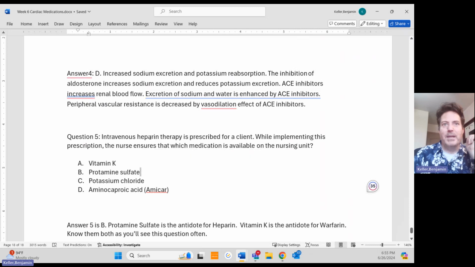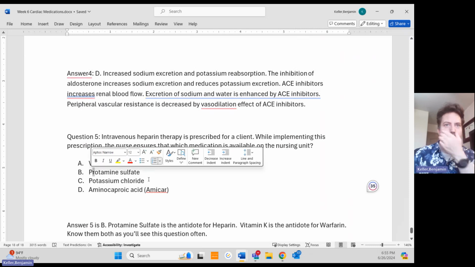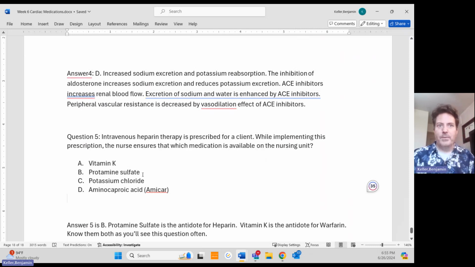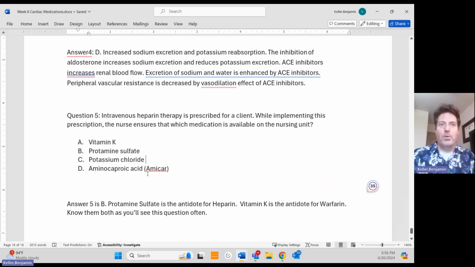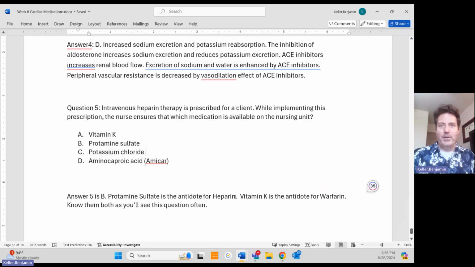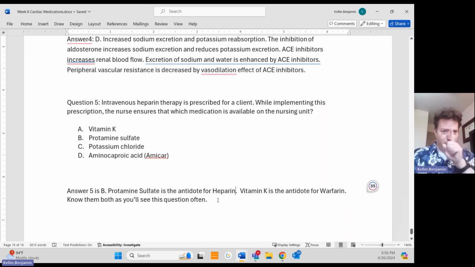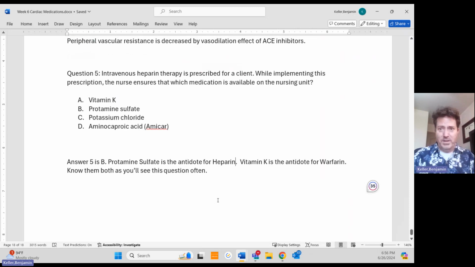And maybe you can remember the P for heparin and the P for protamine sulfate. So that might help. Potassium chloride, that's the salt substitute that people sometimes take if they're on a low sodium diet. And aminocaproic acid actually helps you stop bleeding. So protamine sulfate is the antidote for heparin. Vitamin K is the antidote for warfarin. Know these both. You'll see these often in questions.